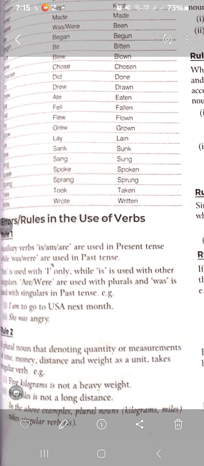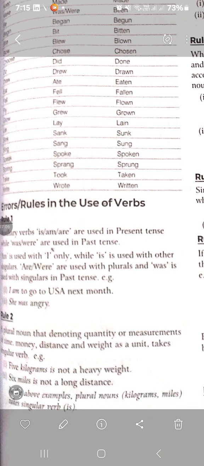So "am" is used with "I" only, while "is" is used with other singulars. "Are" and "were" are used with plurals, and "was" is used with singulars in past tense. Just like, I'm going to go to USA next month. So always we use "I" with "am". And "she was". Why is it "was"? Because "she" is singular form.